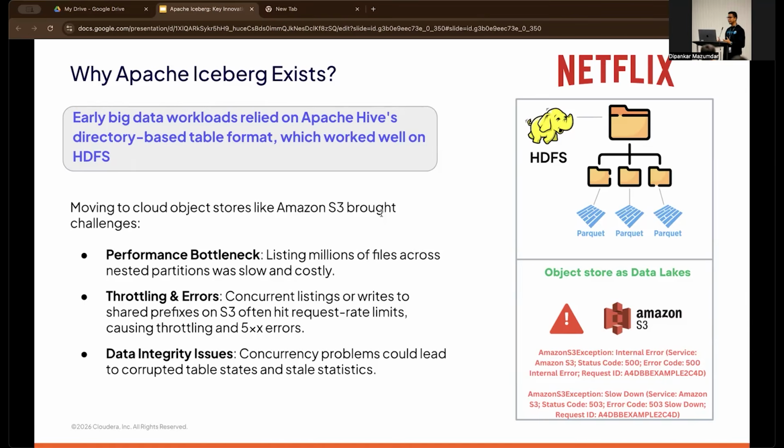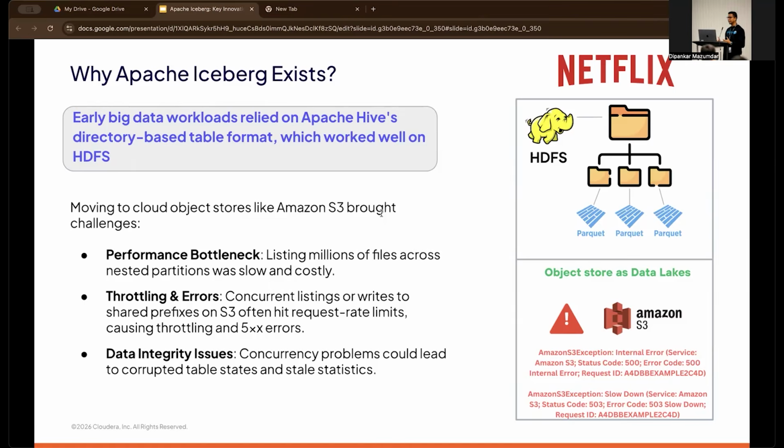This wasn't just a performance issue. There were deeper problems around concurrency. For example, multiple writers corrupting the table state. Statistics were stale. Sometimes you would end up with partial writes and inconsistent views of the data. All of this motivated a fresh rethink of how tables should be defined on object storage. So Iceberg emerged from this with a few clear design goals.